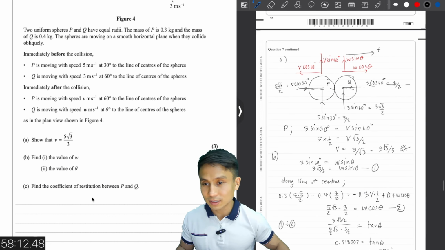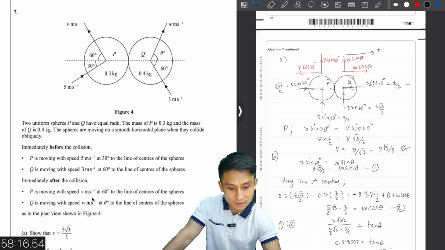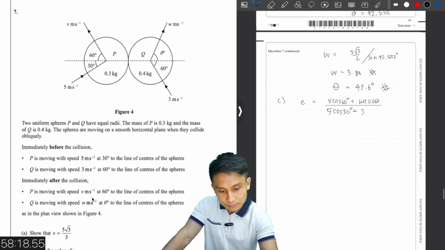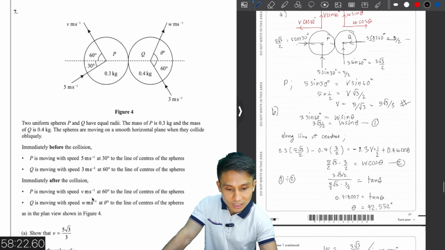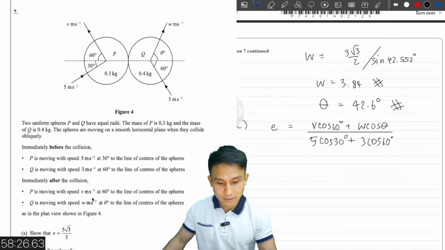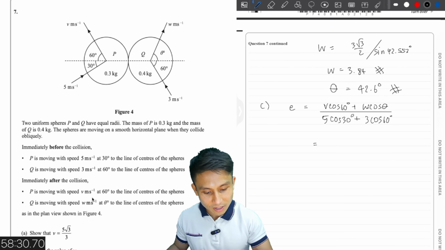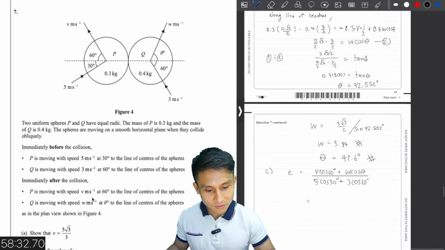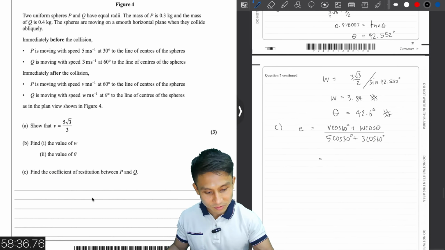3 cos 60. Let me just check the question as well. 5 cos 30, 3 cos 60, yeah. Okay, so that's the relative speed of approach. So we plug everything in. I'm just going to write all the numbers, maybe a little tedious here, but we just have to do it. V was proven to be, yeah, I'm just going to take that V.